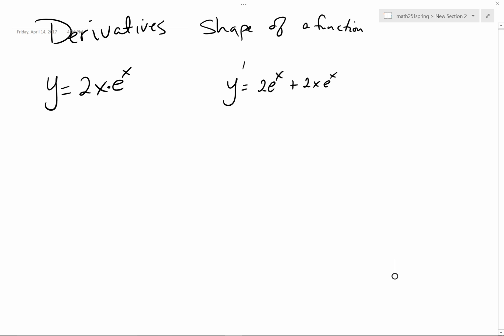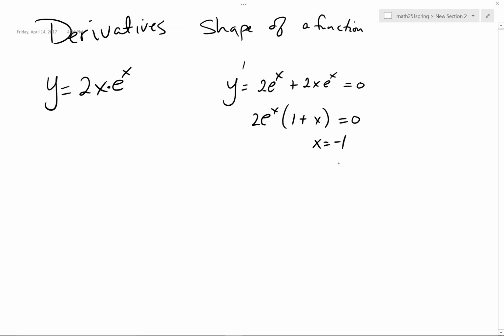Now, this problem isn't too hard to do. Of course, we want to solve this, set it equal to 0. I mean, that's what we've been doing. And one way to do that would be to factor 2e to the x out, and it would leave you with 1 plus x. And so the idea here is that at x equals -1, we have a 0 slope.